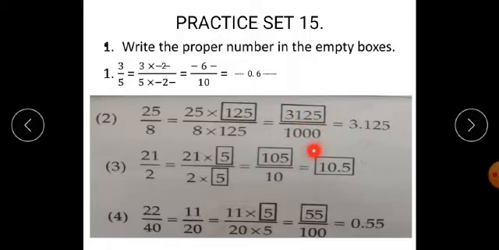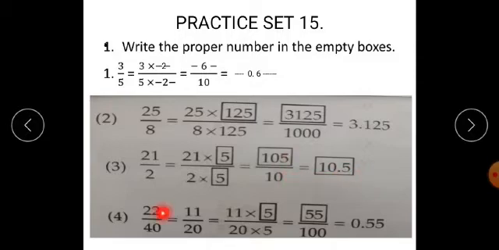Now student, here 3 zeros in the denominator and 4 digits in the numerator. Therefore you have to start counting from right and put the decimal point after 3 and before 1, and therefore the answer is 3.125. Third one, 21 upon 2 is equal to 21 into 5 upon 2 into 5. 21 fives are 105 upon 10 and decimal representation is 10.5.